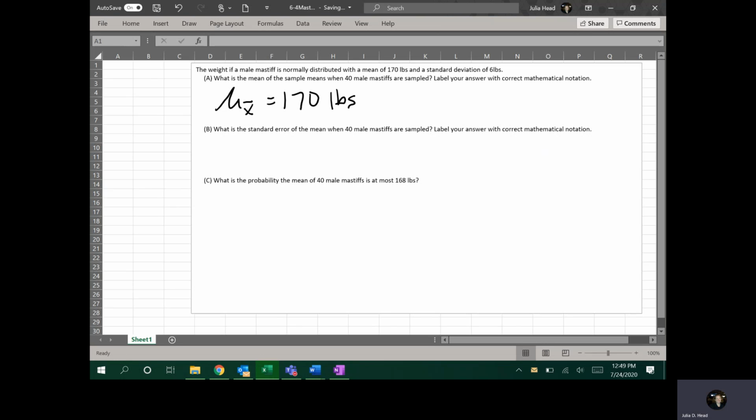Part B asks for the standard error of the mean. So they're asking for sigma sub x bar. Now this does require a calculation. The formula is sigma over square root of n. And sigma, it said the standard deviation was 6. And it said 40 male mastiffs, so square root of 40, which is 0.95. This is also pounds.